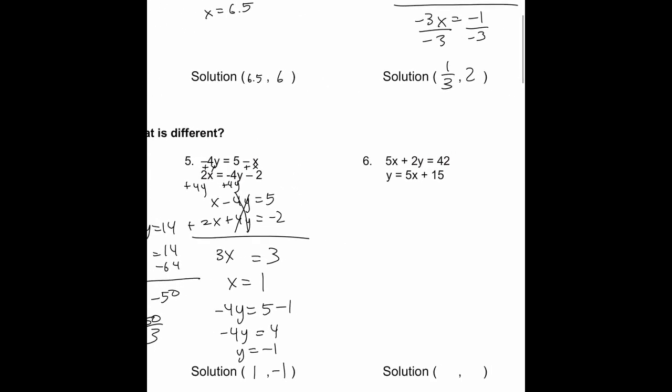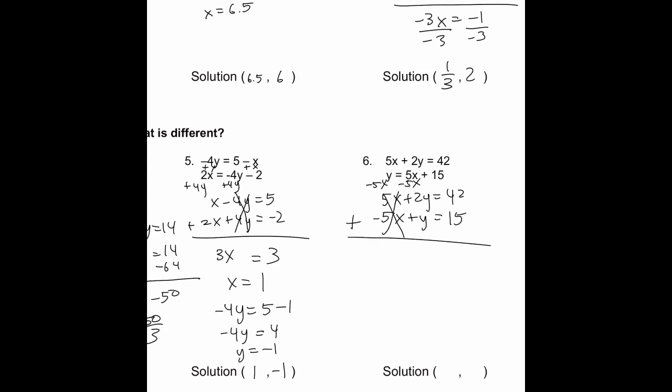Okay, moving on to one more question. Again, we're going to rearrange so that they are lining up. So I'm going to rewrite the first one: 5x plus 2y is equal to 42. I'm going to subtract 5x from both sides so that it lines up: 5x plus y is equal to 15.